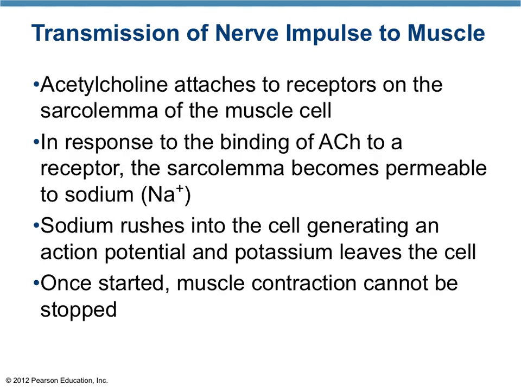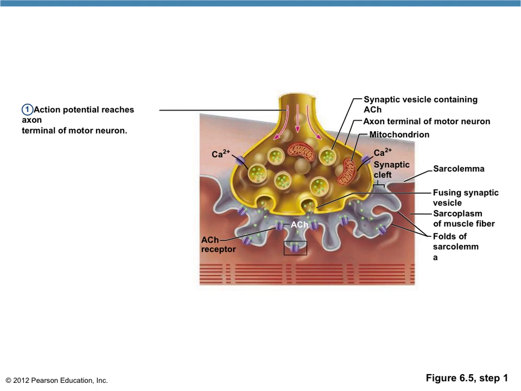So after acetylcholine diffuses across the space between the nerve cell and the muscle cell, it attaches to receptors on the sarcolemma of the muscle cell. When it binds, the sarcolemma becomes permeable to sodium ions. Sodium then rushes into the muscle cell, and that generates something called an action potential, and potassium leaves the muscle cell. Once this process starts, muscle contractions cannot be stopped. Now we'll go through this process with some diagrams.